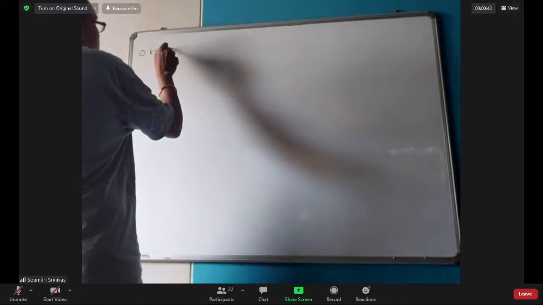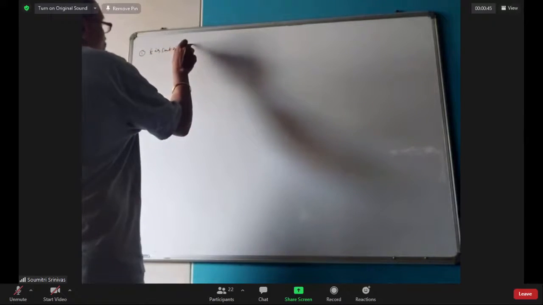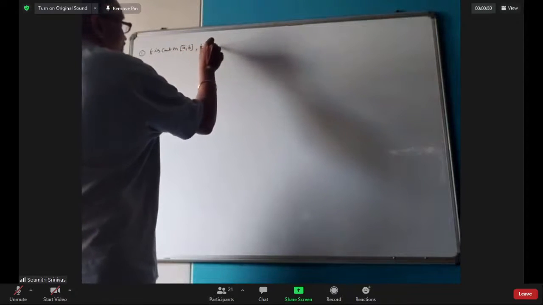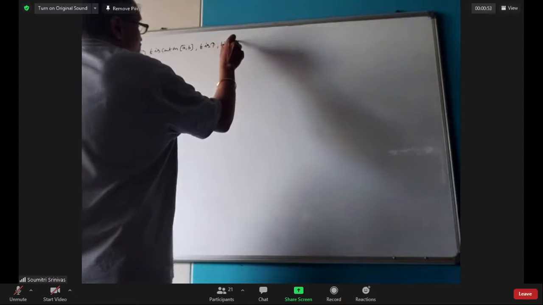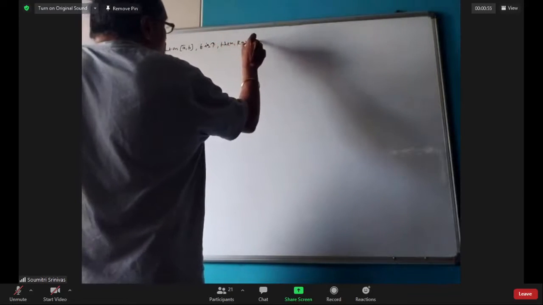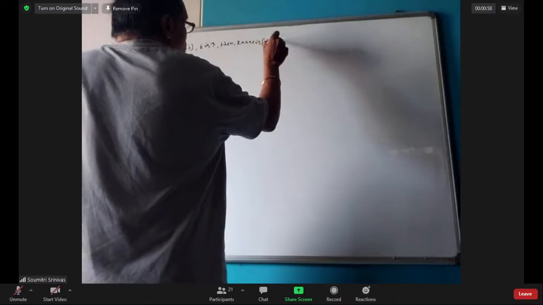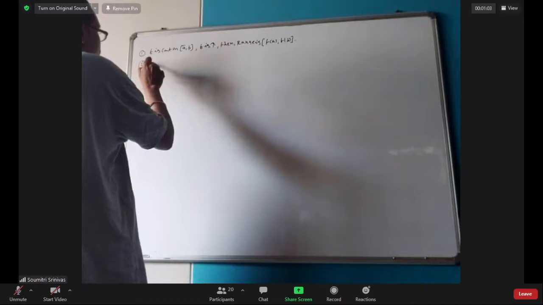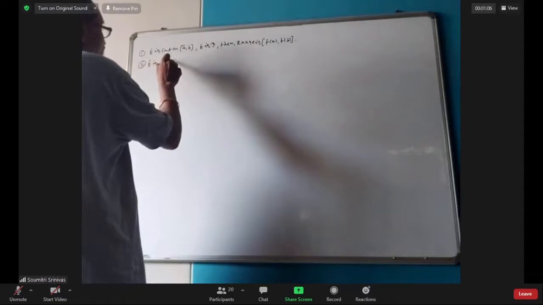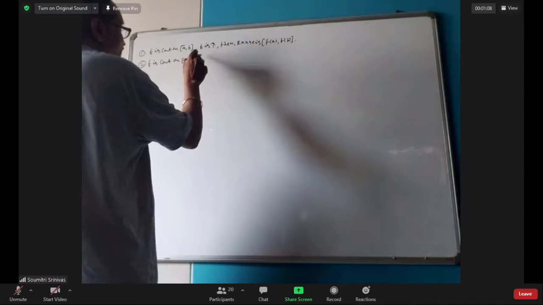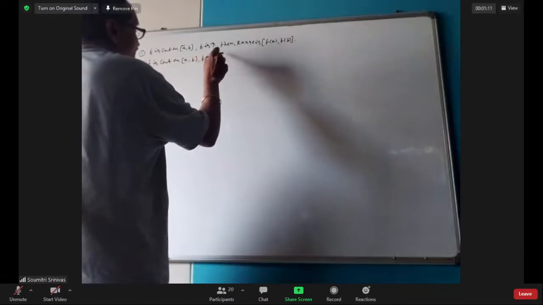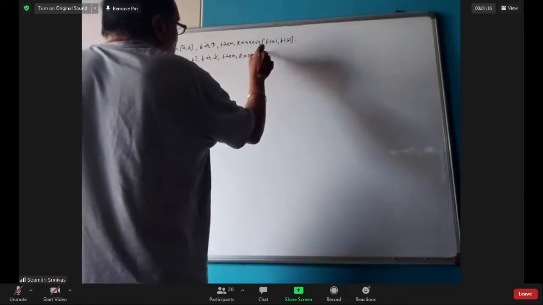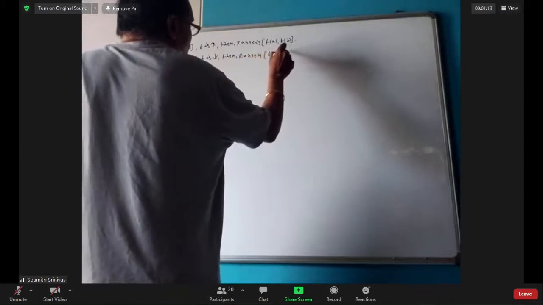F is continuous on [a, b], F is increasing, then range is [f(a), f(b)]. I've shown the graph. F is continuous on closed [a, b], F is decreasing. Range is [f(b), f(a)]. Am I correct?